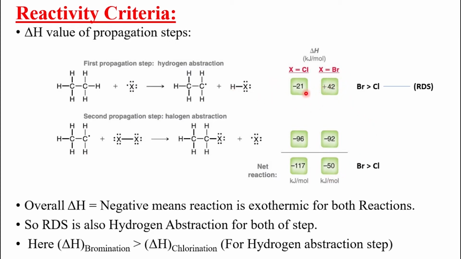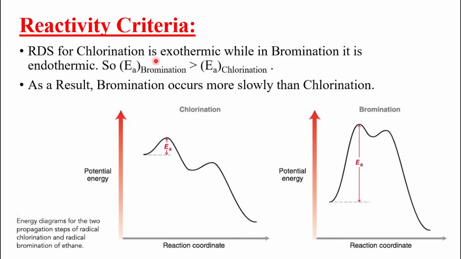By this halogen abstraction, here is a large difference between the delta H values. So this is the only step that we can determine as rate determining step, or in short form called RDS. RDS is hydrogen abstraction for both the steps, and here delta H for bromination is higher than delta H for chlorination. Here is positive 42 and here is negative 21. In reactivity criteria, rate determining step for chlorination is exothermic, while in bromination it is endothermic.